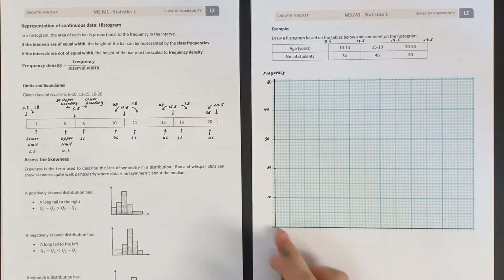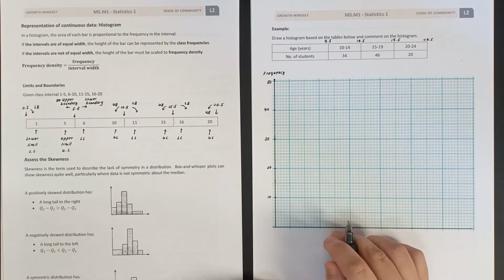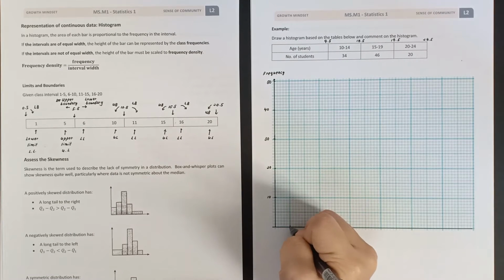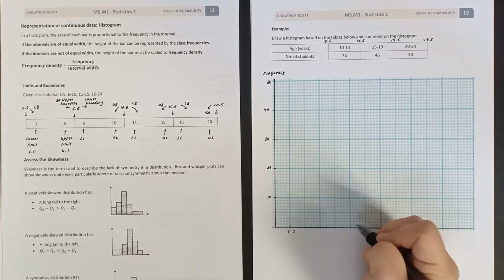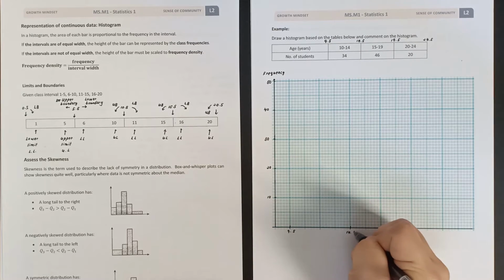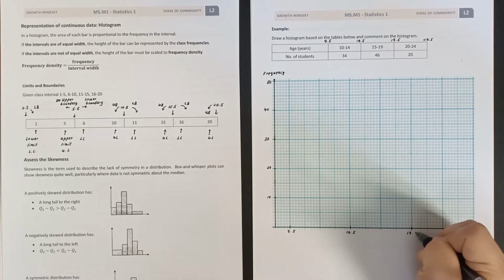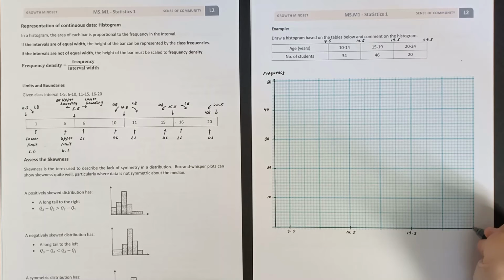Normally we don't start with here, we will make some space, then after that you can start to draw. Since we have enough space here, we draw a very big one. So 9.5, then you have 14.5, 19.5, and then 24.5. Don't forget here you need to write down age, years.